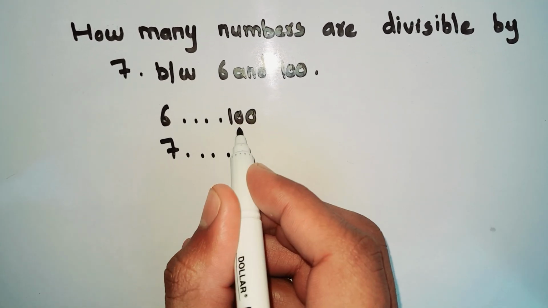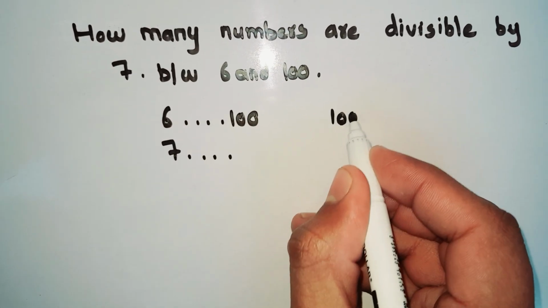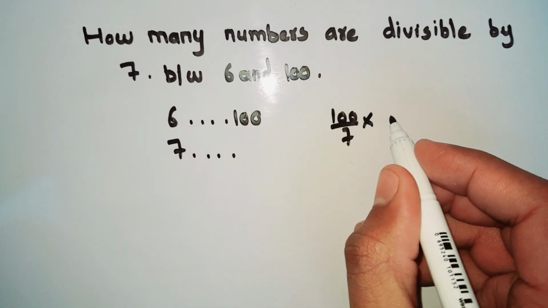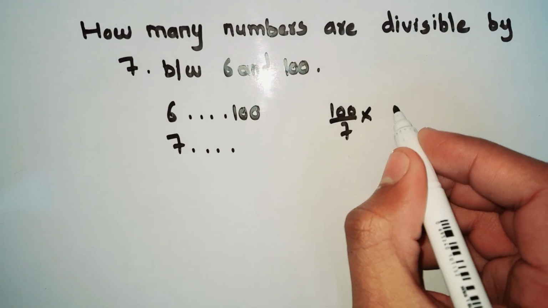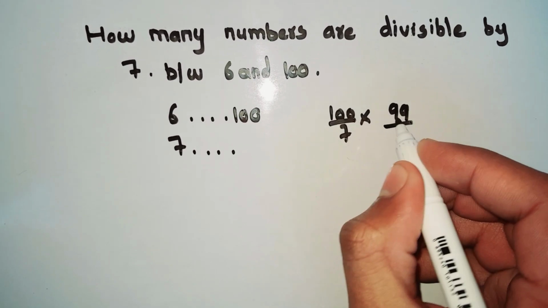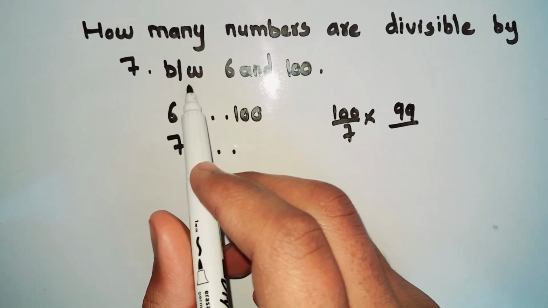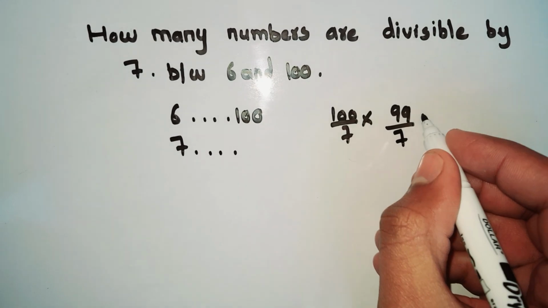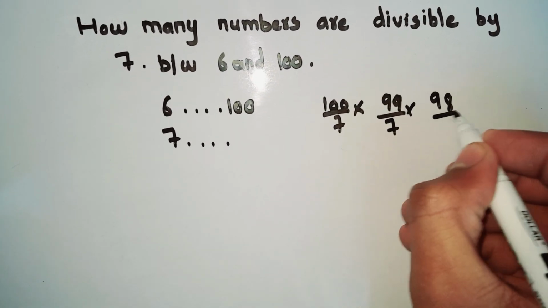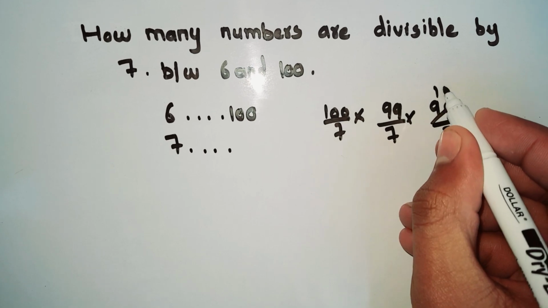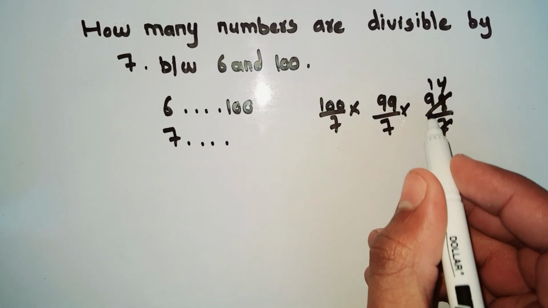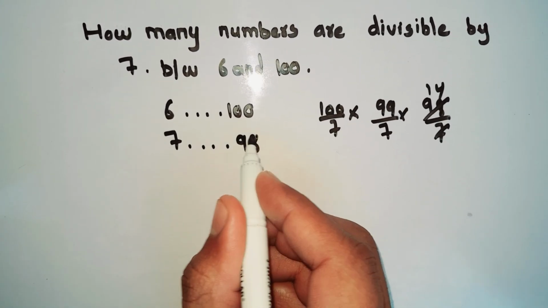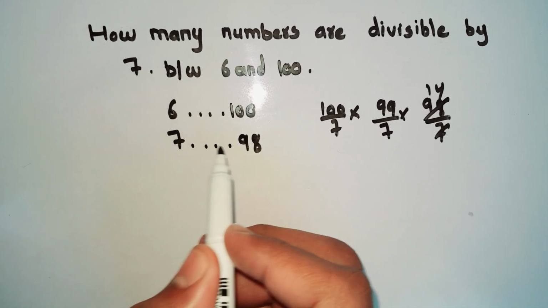Now we move on to the last term. Is 100 divisible by 7? We see 100 divided by 7, no, 100 cannot be exactly divided by 7. So now we move on to the next number, 99, because we want numbers between 6 and 100. Is 99 exactly divisible by 7? No. 98 divided by 7: 7 times 14 is 98. So 98 is exactly divisible by 7. So our last number in the sequence is 98. This is our sequence, 7 to 98.